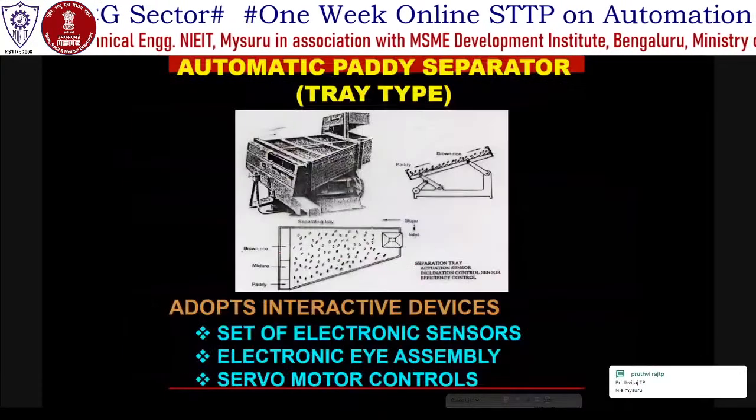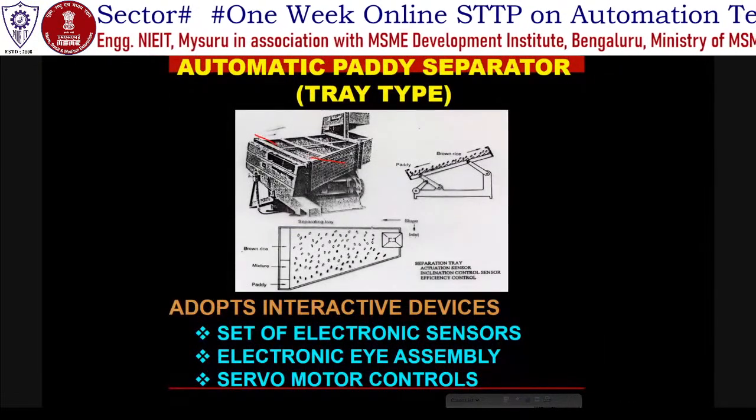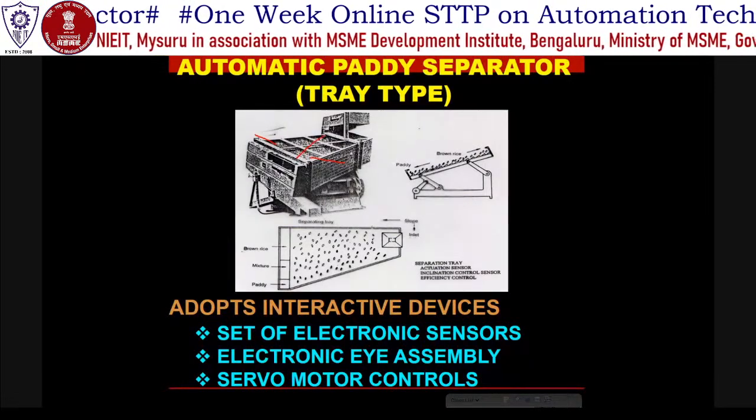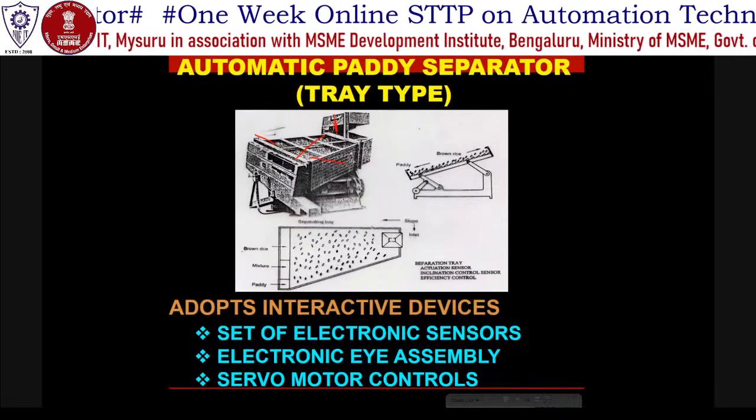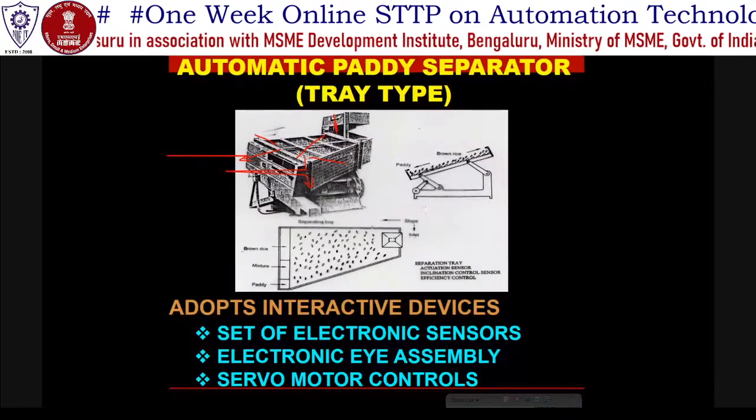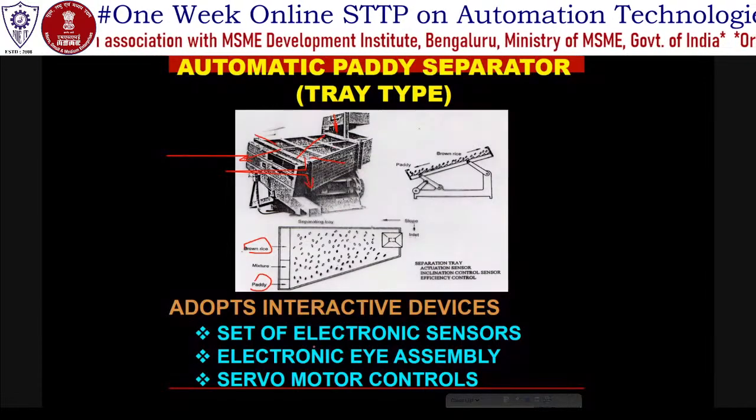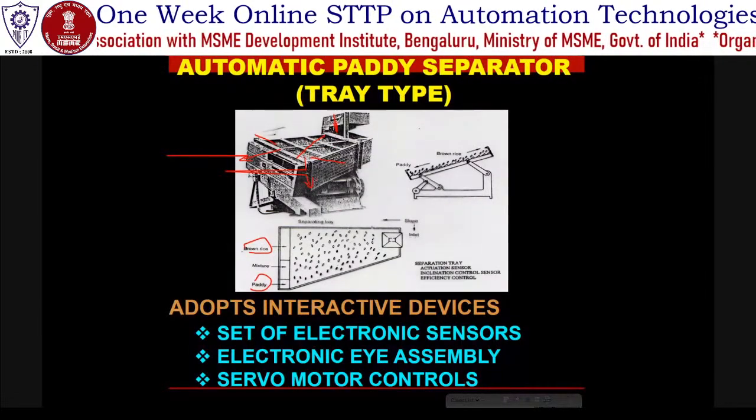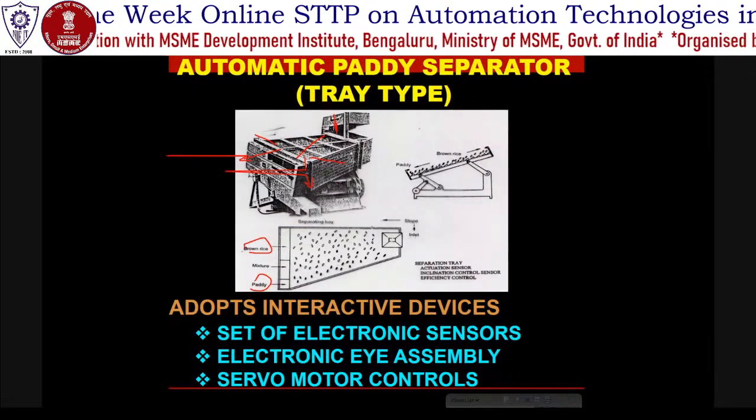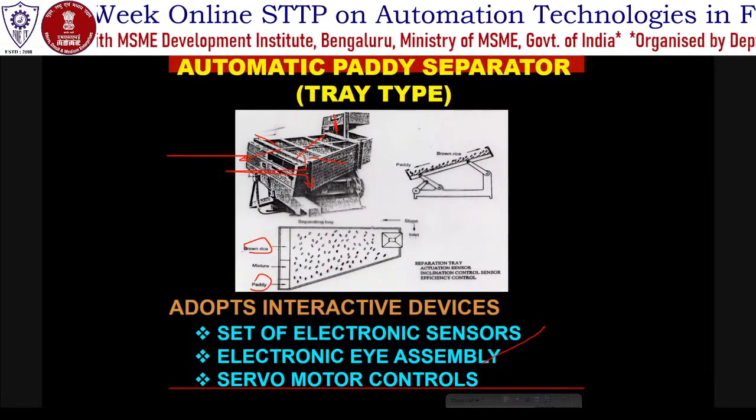Now let's talk about a tray separator. Here, when the separation takes place, paddy comes here, rice comes here. So the sensors will see where this band is moving. There will be a band here. This is the input point, and this is the exit point for paddy. This is the exit point for rice. So this is rice and this is paddy. Then the electronic eye assembly will take over, servo motor controls will take over, and the operation and maintenance of this machine, with respect to the separation, is taken care of by your sensors. So that has been the technology today.